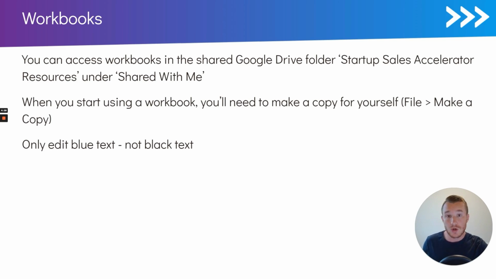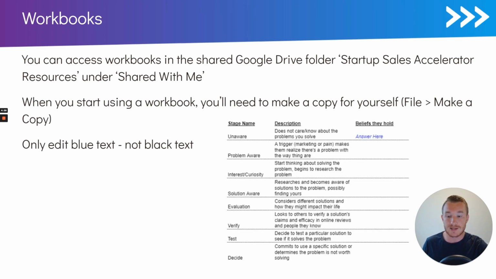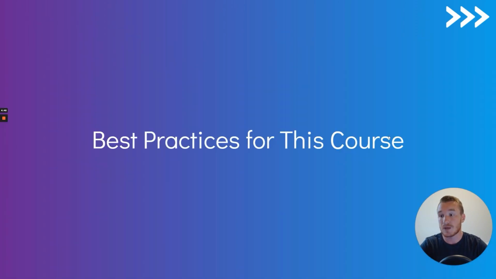And then when you're working in these workbooks, only edit the blue text, do not edit the black text. So here's an example from our market expertise workbook. All this black text are things that are either formulas or just set information, and the blue text is going to be what you're filling in and working on.